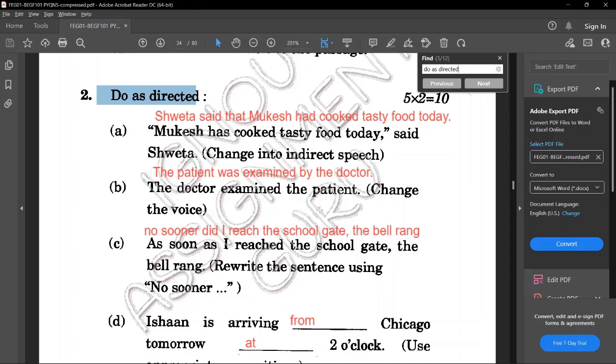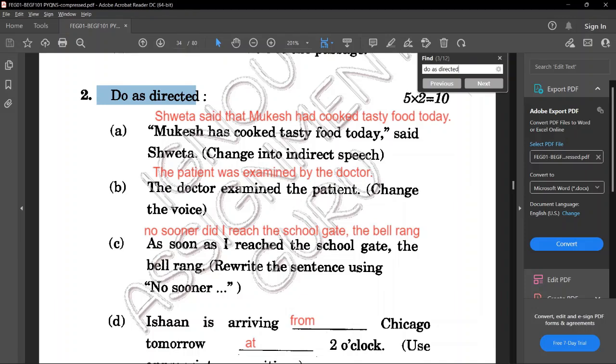So what is active and passive voice? Active voice is when the subject comes first, the verb comes next, and the object comes last. But passive voice is when the object comes first, then the verb, then the subject. So the object, that is the patient, will come first. The patient, then the verb, was examined, then the subject, by the doctor. So the sentence will be: the patient was examined by the doctor, which is the passive voice of the active voice sentence provided here.